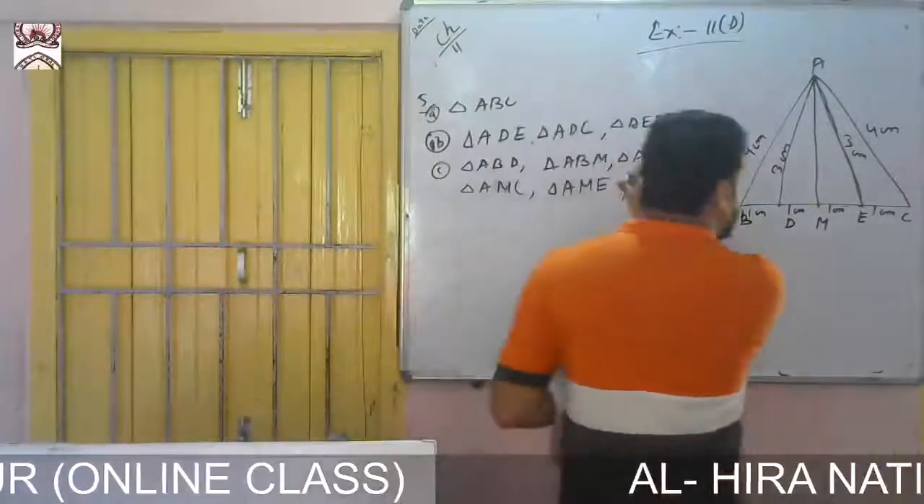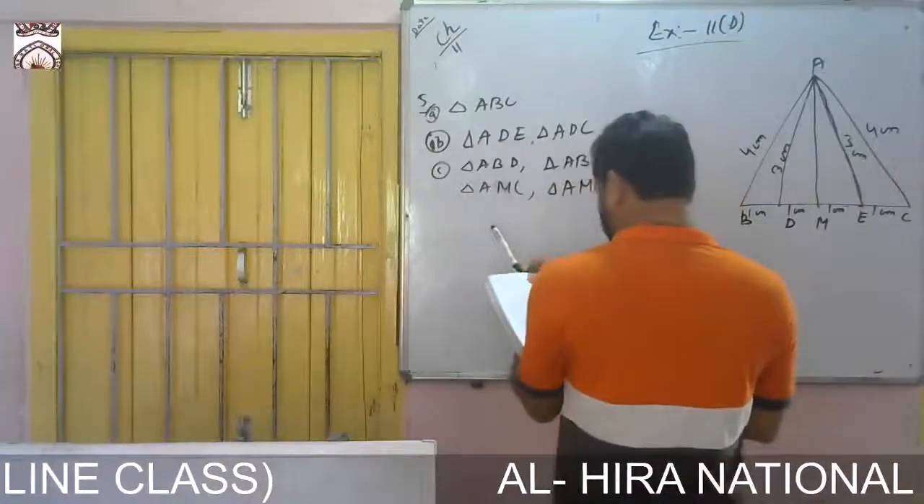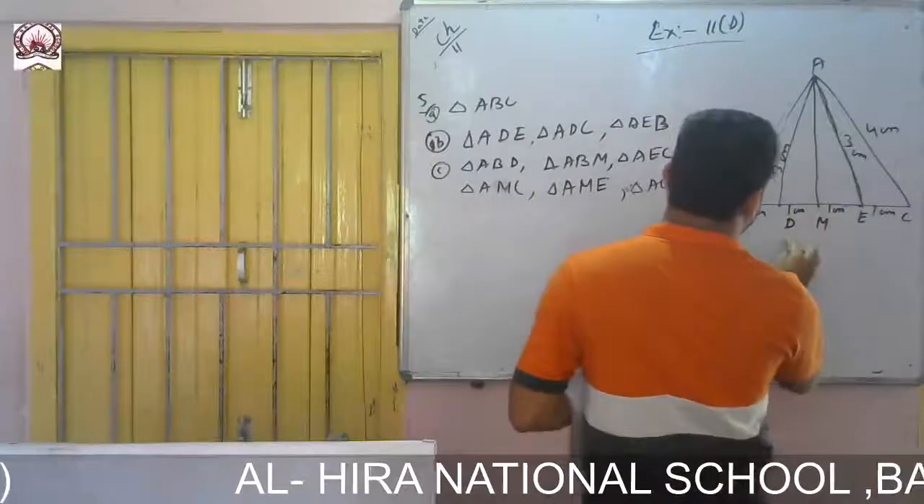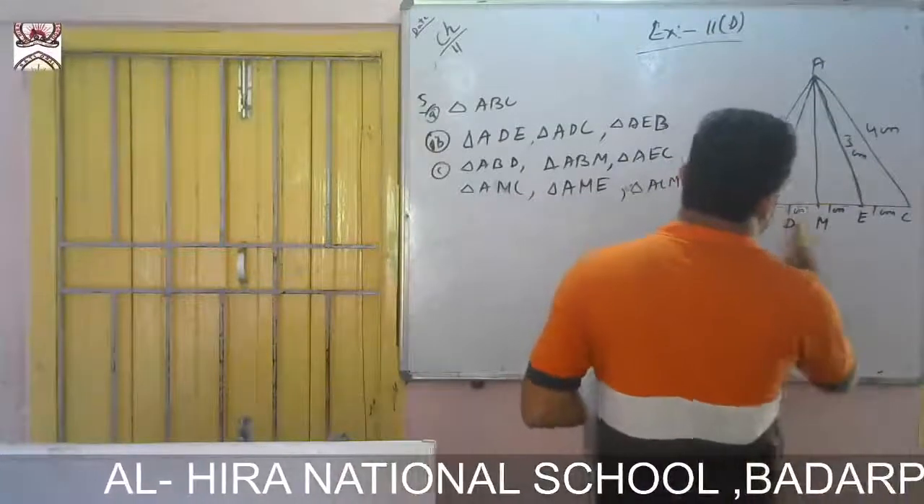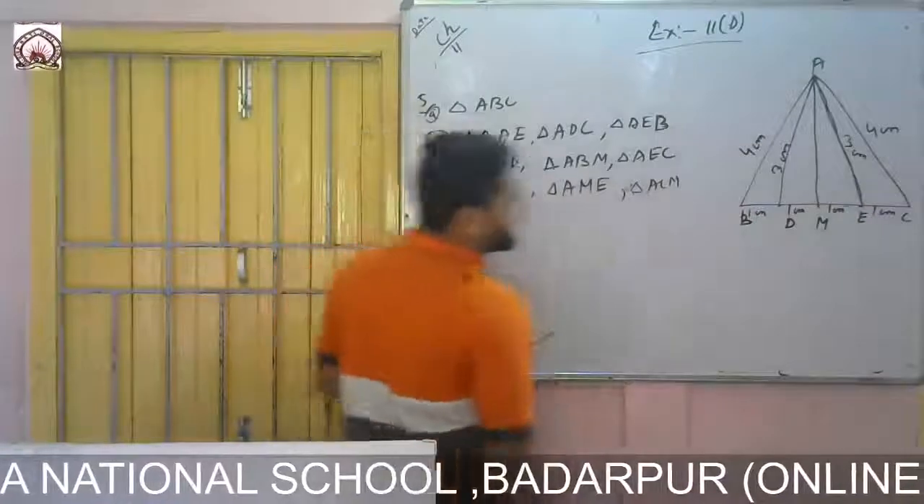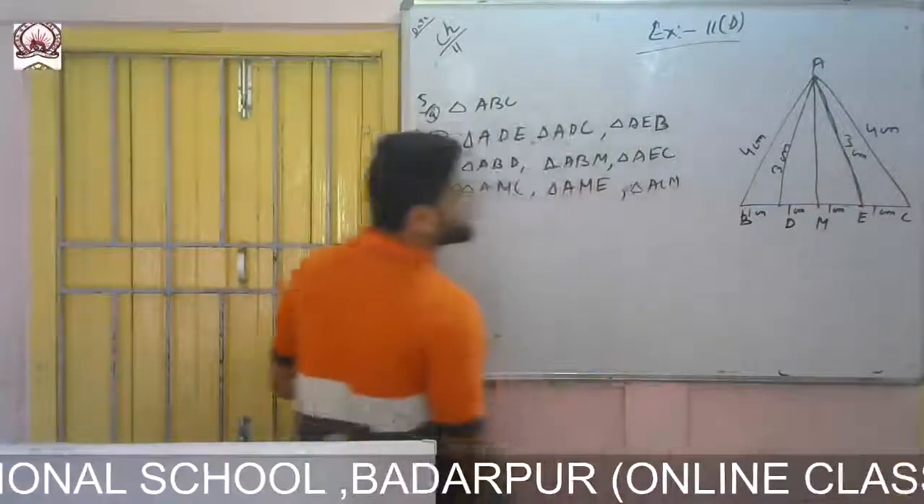Or I can take also triangle ACD, 4 centimeter, 3 centimeter. And this one what? Oh, this will be isosceles triangle ACM. It is correct.